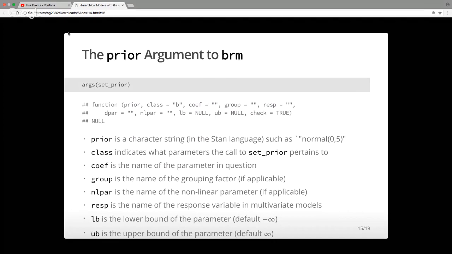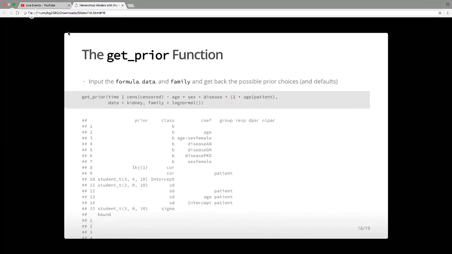If you have a model with multiple outcome variables, you can say, okay, this applies to the coefficients in the first outcome variable rather than the second outcome variable. You can have lower bounds and upper bounds on the parameters, but those default to infinity. So there are all sorts of things that you can do like that to specify what your prior is.